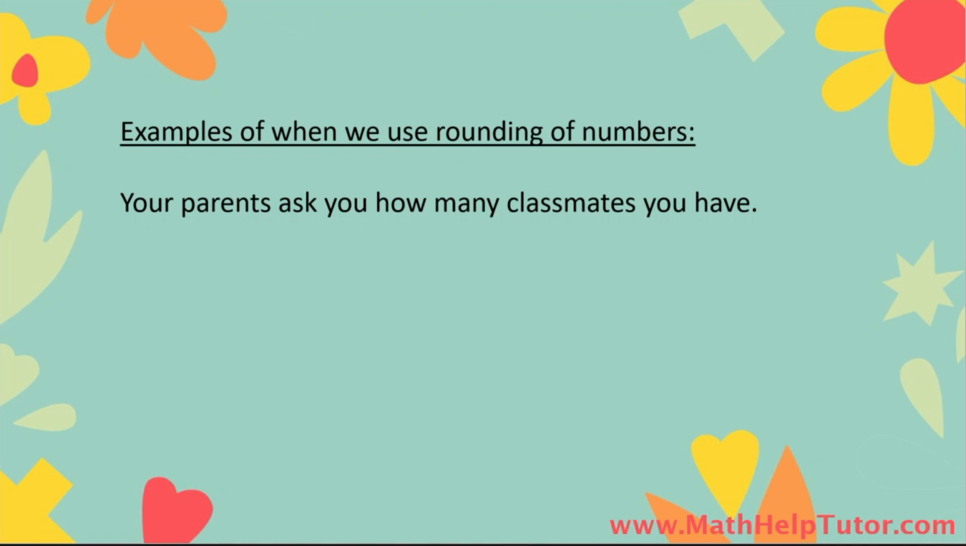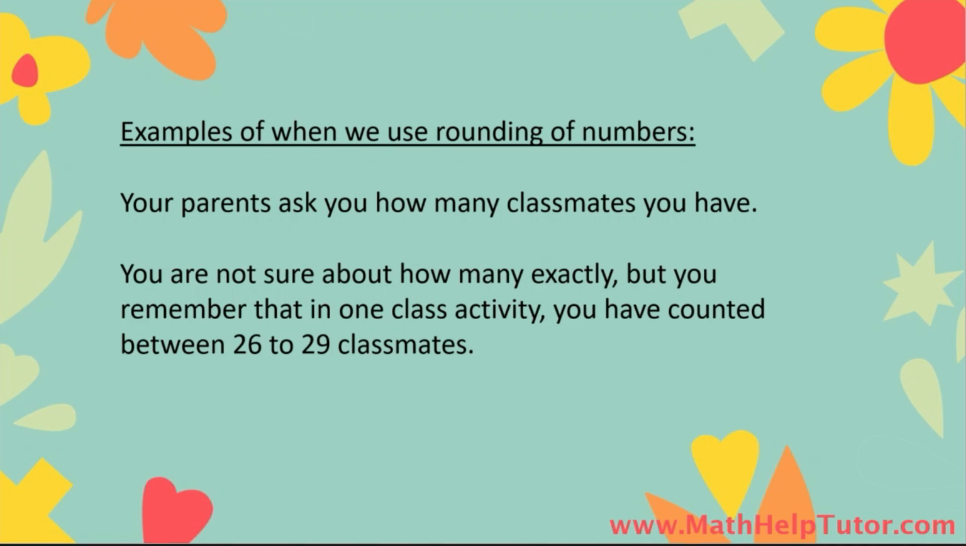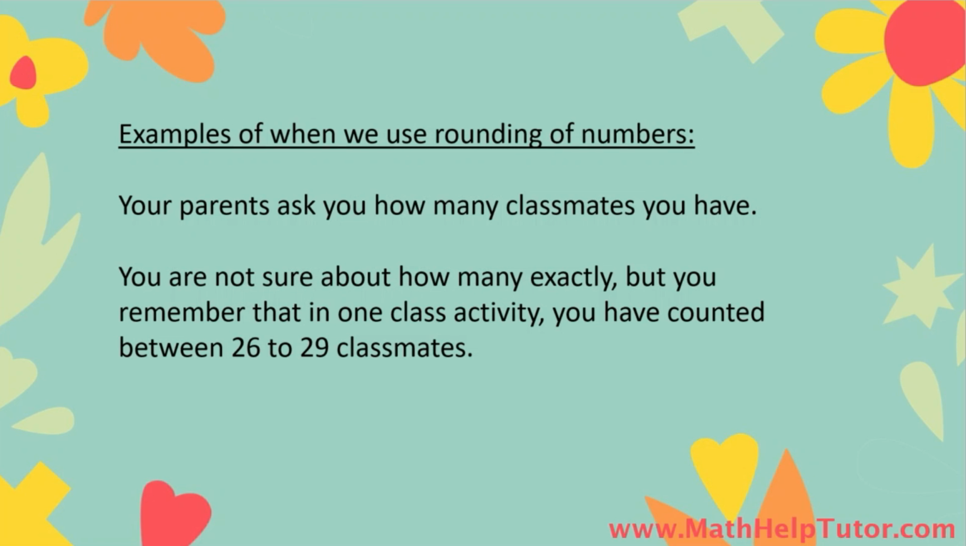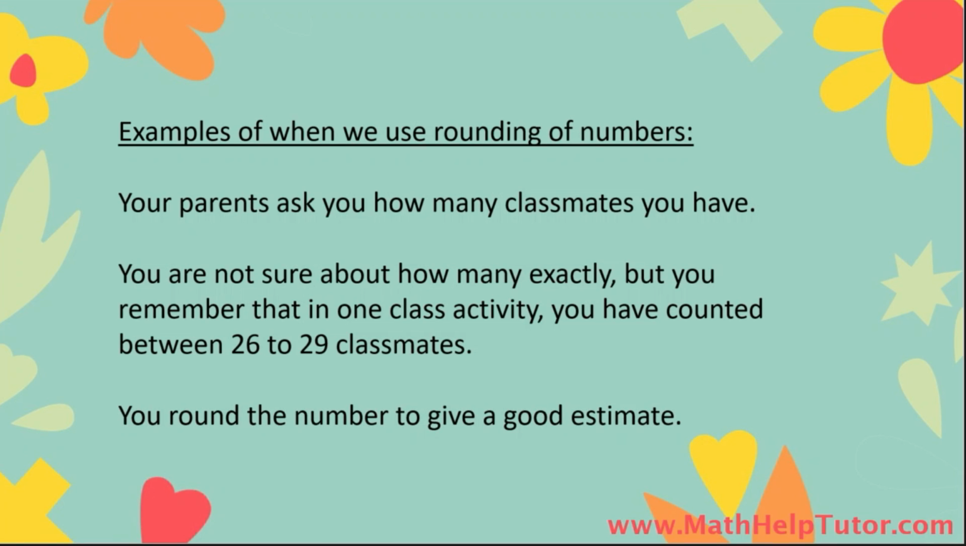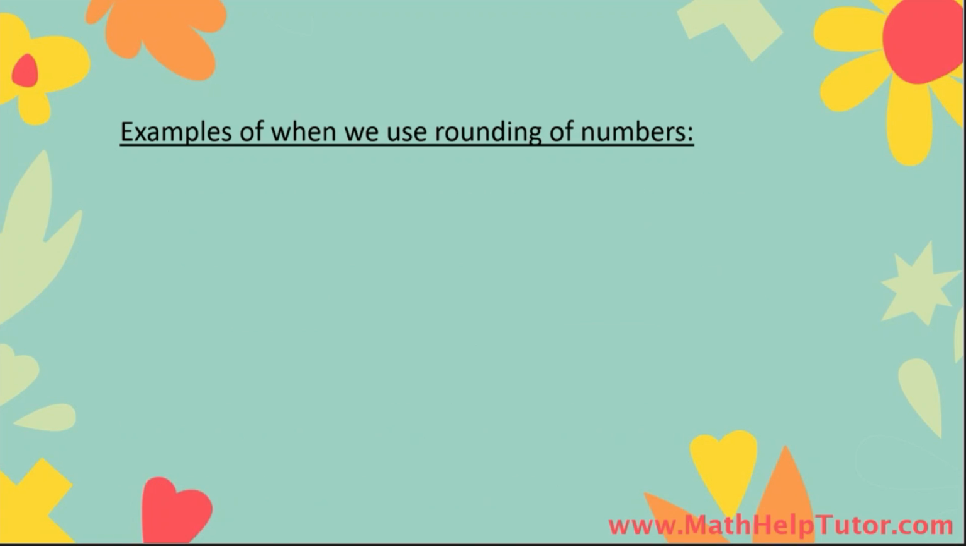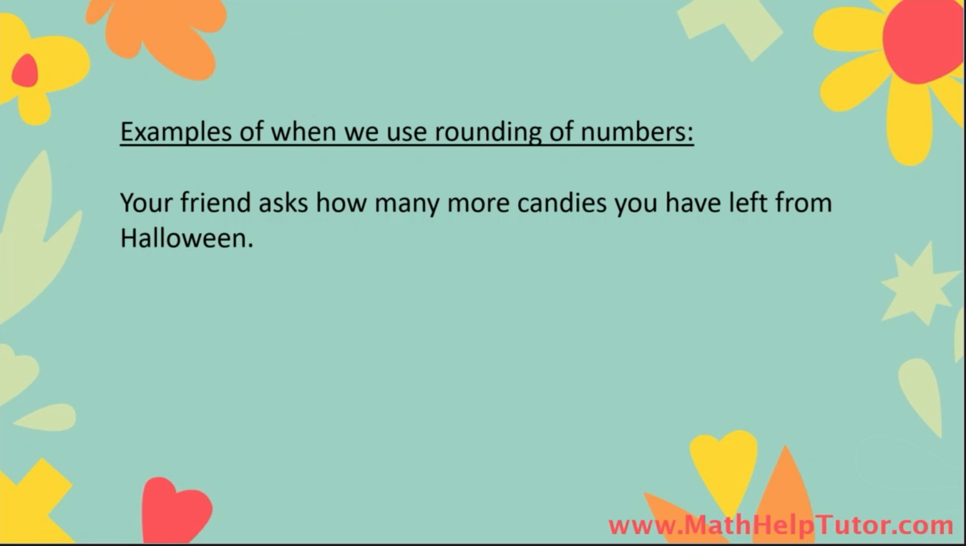Let's say your parents ask you how many classmates you have. You're not sure about how many classmates you have exactly, but you remember that in one class activity, you have counted between 26 to 29 classmates. So you round the number to give a good estimate, and you answer to your parents, you have about 30 classmates.